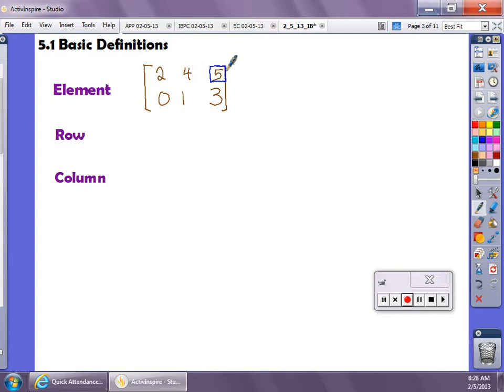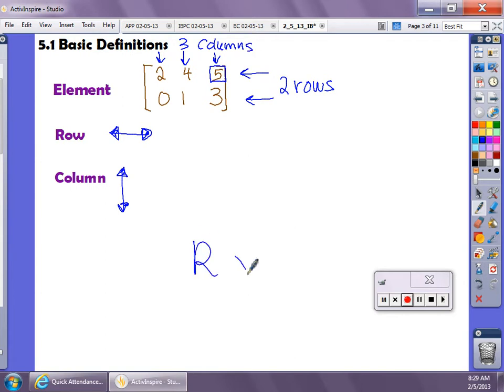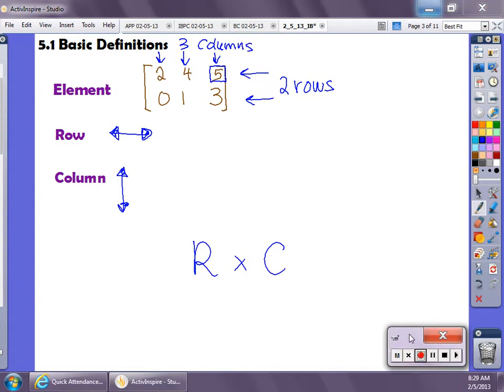A row. Your rows are going across. Your columns go up and down. So this guy has 2 rows. And then 1, 2, 3 columns. And the only thing you really want to remember, the way that we name a matrix, its size is row by column, and it does matter. You want to keep your rows first, columns second. Okay? So basic stuff about a matrix.